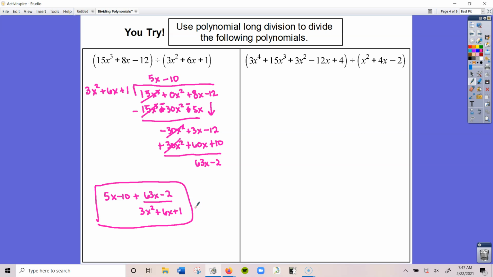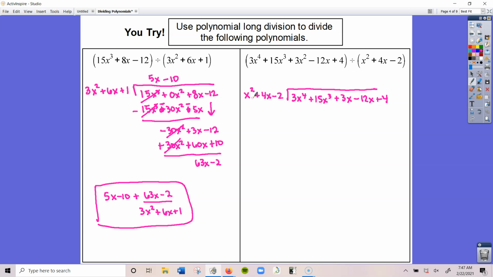Let's look at this last example here. We have 3x to the fourth plus 15x to the third plus 3x squared minus 12x plus 4 divided by x squared plus 4x minus 2. If we look at everything here, nothing is missing any terms, so we can just copy that down. So x squared plus 4x minus 2 divided into 3x to the fourth plus 15x to the third plus 3x squared minus 12x plus 4.